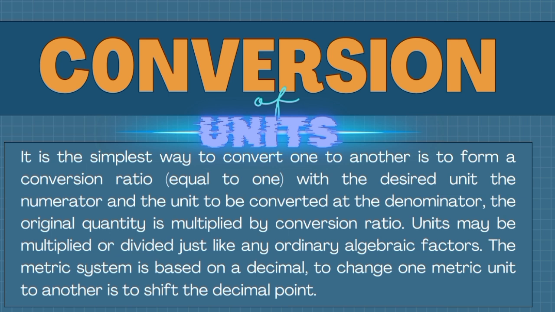Conversion of units. The simplest way to convert one unit to another is to form a conversion ratio equal to 1 with the desired unit in the numerator and the unit to be converted in the denominator. The original quantity is multiplied by the conversion ratio. Units may be multiplied or divided just like any ordinary algebraic factors. The metric system is based on decimals.